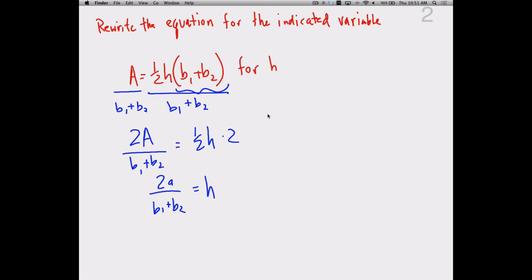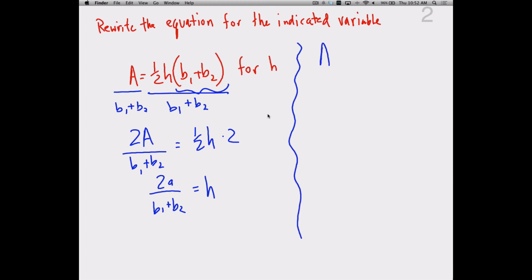The other way to do it is a lot nastier, and something you probably wouldn't do, would be to distribute the h to the b1 and the b2. Well, why would you do that? Because you're just going to end up factoring it out again anyways. So the trick there is realizing that you have to consider b1 and b2 as one thing.